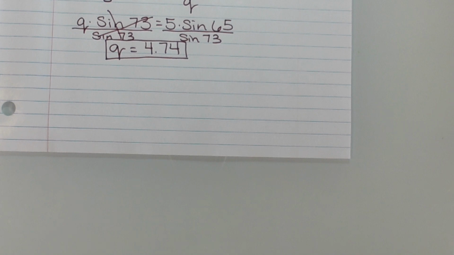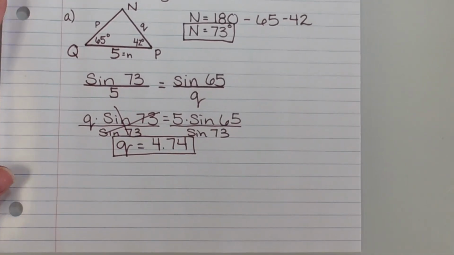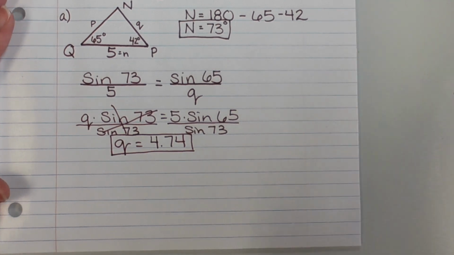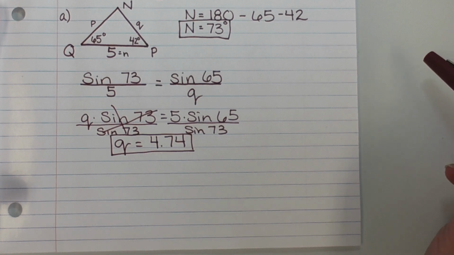Okay? I found one missing angle. I found one missing side. I still have one missing side. I still need to find side P. If I know two sides of a triangle, can I use Pythagorean theorem to find the third? No. Only if it's a right triangle.